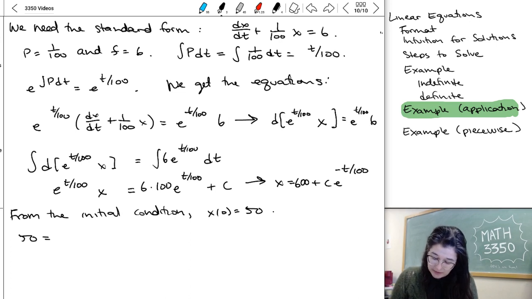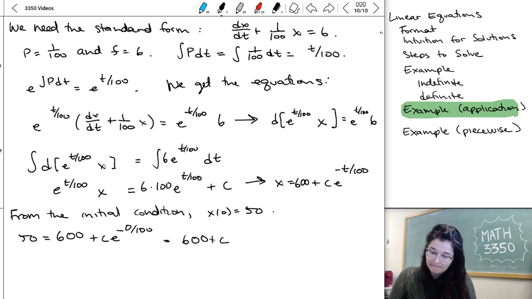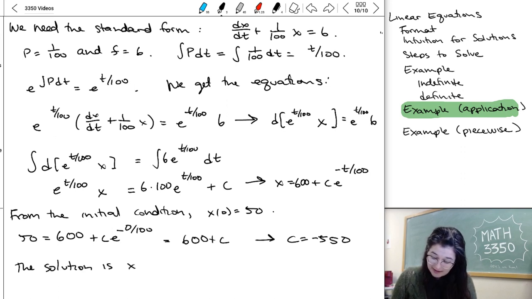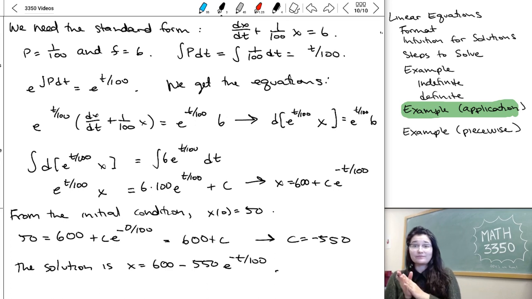But 50 is going to be equal to 600 plus c e to minus t over 100 for t equal to 0. But e to 0 is 1, so that's just 600 plus c. That means that c is equal to minus 550, just 50 minus 600. And the solution is x is equal to 600 minus 550 e to minus t over 100. Which is great, we got the solution.